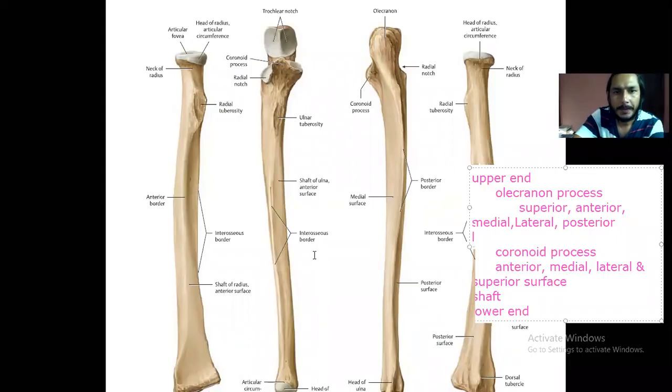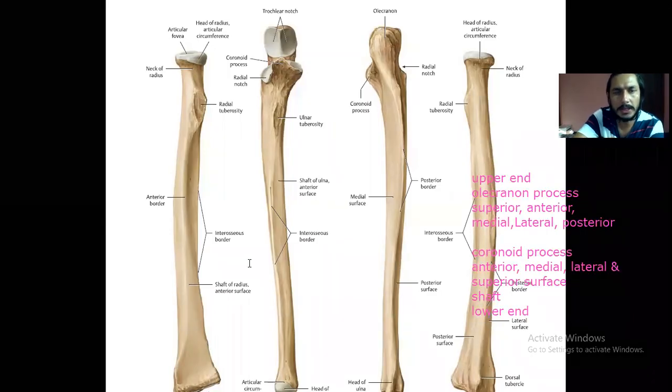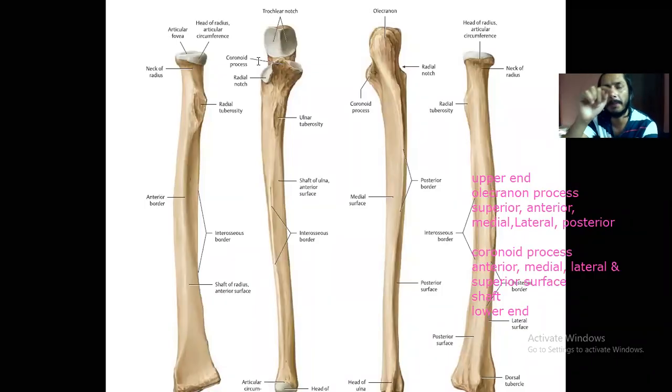Now see here, the posterior surface of the olecranon process is triangular in shape. Okay, the apex of this posterior surface is directed downward, and the apex continues with this border, that is the posterior border of the shaft of the ulna. So let me draw the posterior surface here for you.